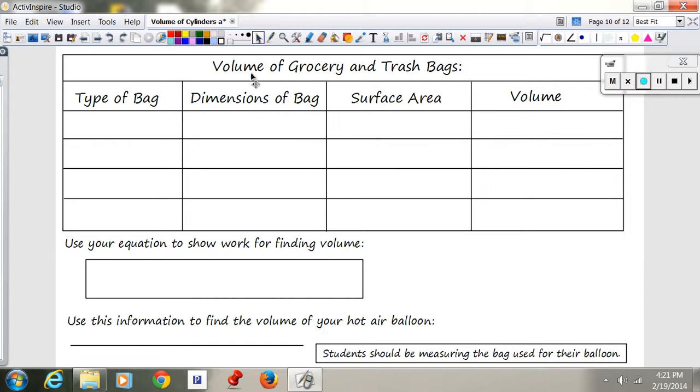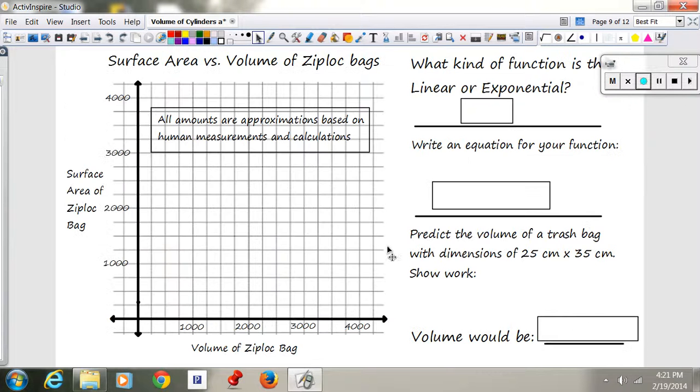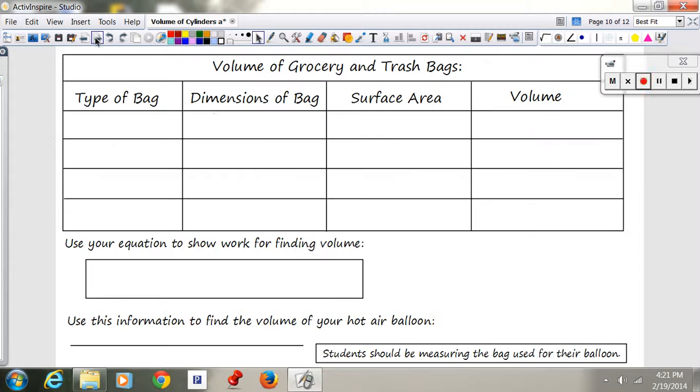And then you can find the volume of some grocery and trash bags just by using the dimensions, the surface area, and the volume. Using our chart here and finding an equation, you could use all that information. You don't even have to measure the contents of the grocery and trash bags. If you know an equation, you can figure that out. So that's your next part.